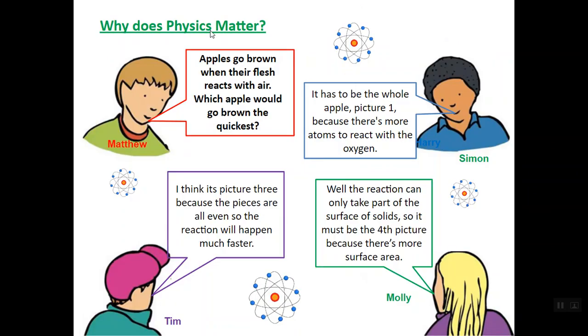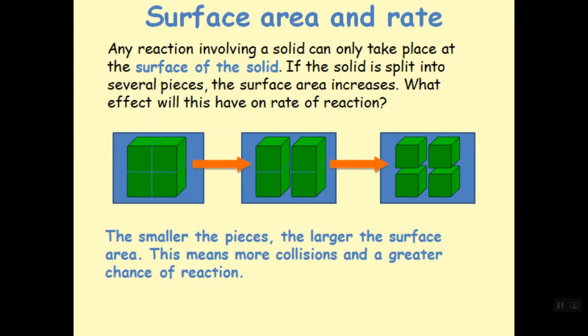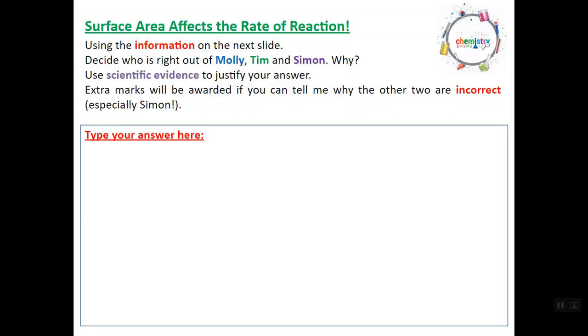The question is being asked by Matthew. Matthew is saying apples go brown when their flesh reacts with air. Which apple will go brown the quickest? And you've got 3 people who are giving their opinion. On the next slide, what you've got to do is use the information on that slide to decide who was right out of Molly, Tim, and Simon. You're going to use scientific evidence to justify the person you think is right. And you will get extra marks if you tell me why the other people are incorrect.